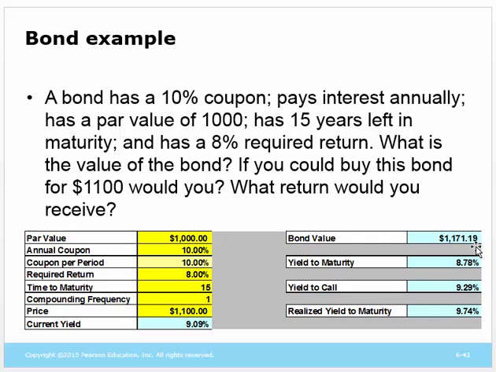So the first investment rule is, if the value is greater than or equal to the price, you would buy. So in this case, you would spend $1,100 if you were going to get $1,171 back. And of course, we then can look at the yield to maturity. The required return on this debt is 8%. If you bought it for $1,100, you would earn 8.78% if you held it to maturity. So this is a good bond investment.